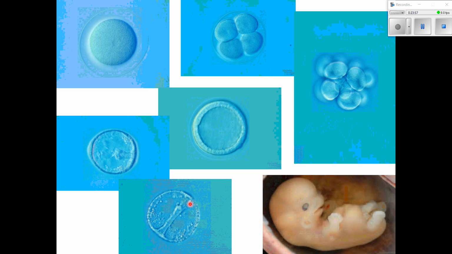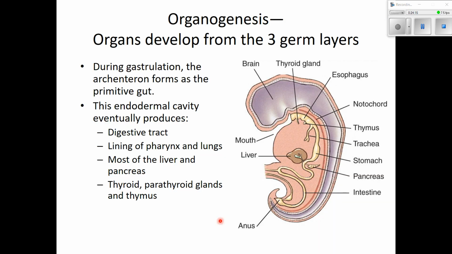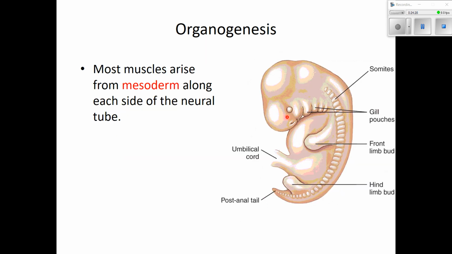So a couple of weeks after this, the embryo starts to look a little more like this. It's a pretty big transformation. When those cells start to specialize, the body really starts to take on a shape that you can start to recognize as an animal, or in this case, a human. Organogenesis means creation of organs. So this is, as I said, just the actual development of your germ layer cells into the organs of the body.